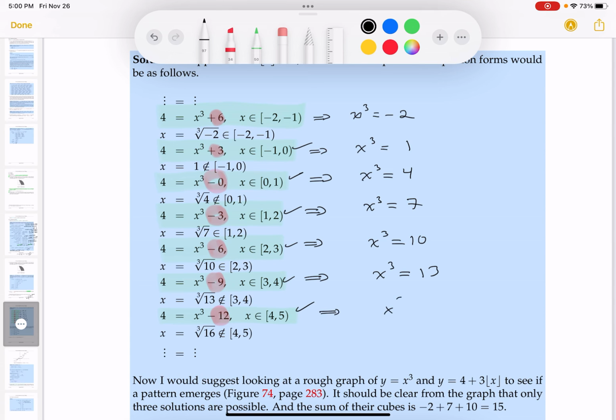X cubed is going to equal 16. I just want to look at the pattern, and I hope you realize the pattern. It's kind of jumping up by 3 each time. All right. Now, again, what I'm talking about over here, just looking at it, right? 1 to 4 is up by 3, up by 3, up by 3, up by 3, up by 3. And it goes down by 3, too, if you want to look at it that way.